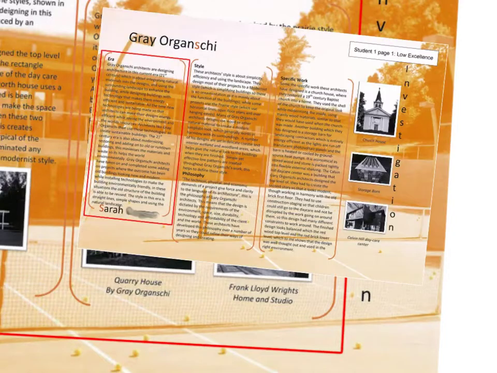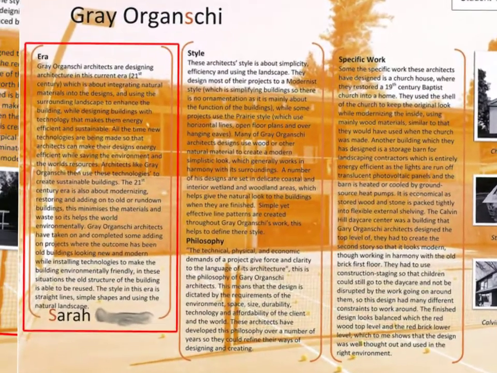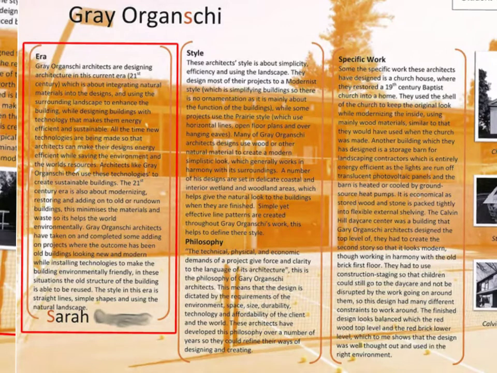On the student's second page, they've discussed the era that Gray Organchi works in, and obviously it's a modern architect, therefore they're working in the 21st century.